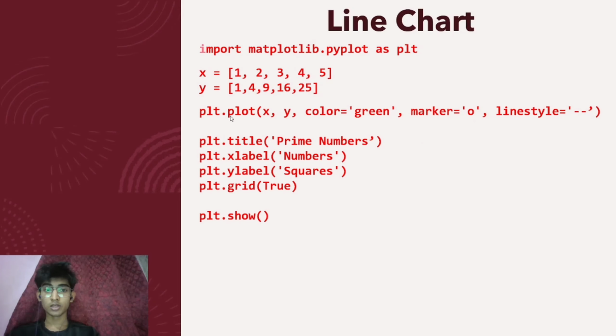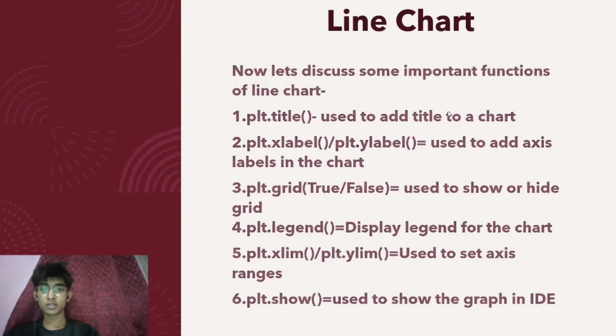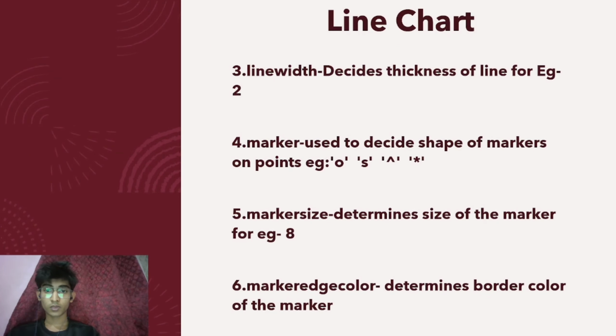So see here. This is a plot function. We have given an X list, we have given a Y list, and these are arguments like color equal to green, marker equal to o, and linestyle equal to dashed. Okay, so these are called arguments. We will discuss them in the later part of this video.